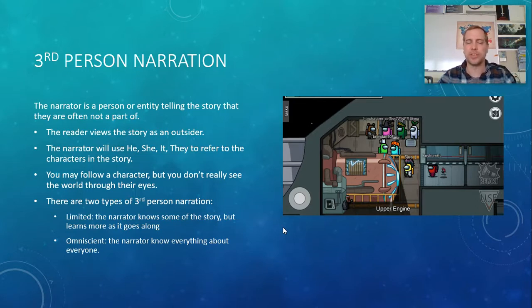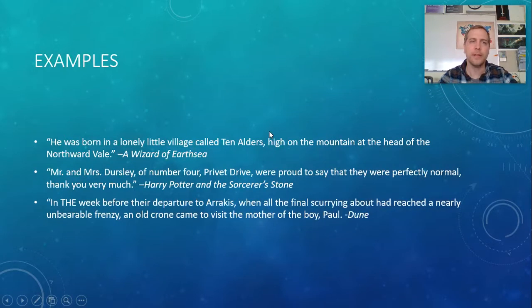But when the omniscient third person narrator happens, it's like you're an entity that's ruling over the story, and you're going to give information as you need to give it. And so here are some examples of third person. One's from The Wizard of Earthsea. He was born in a lonely village called Ten Alders, high on the mountain at the head of the Northward Vale. You see, "he" is how they're referring to the protagonist of the story.